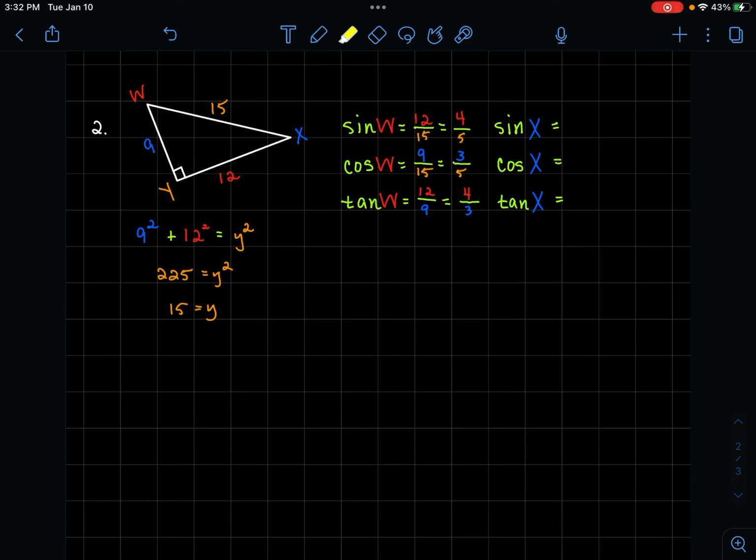And we're going to do this again for angle X. So now that we have our angle down here, we need our opposite side over the hypotenuse for the sine, 9/15, and that is another fraction that can simplify to 3/5. The cosine of angle X, we have our adjacent over the hypotenuse, 12/15, or in other words, 4/5. And then finally the tangent, opposite over adjacent, 9/12, or simplified to 3/4. And we have our trig ratios for both of those angles of the right triangle.